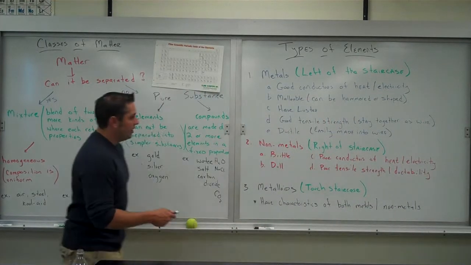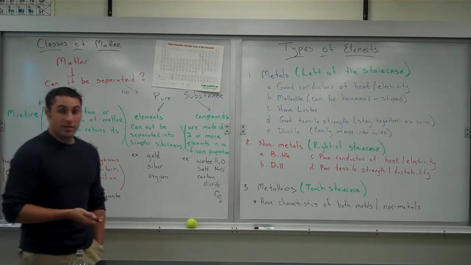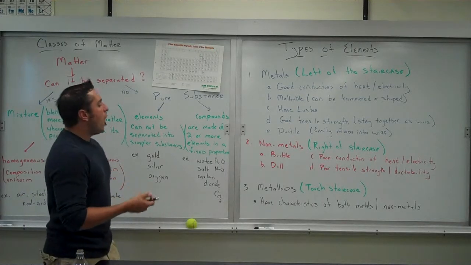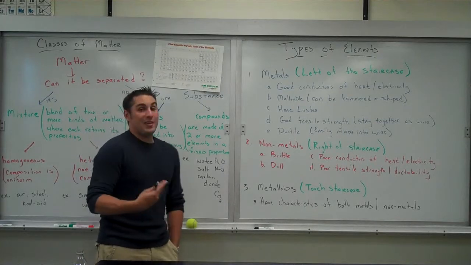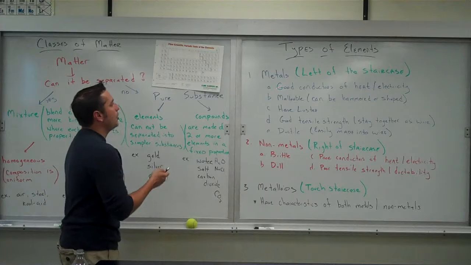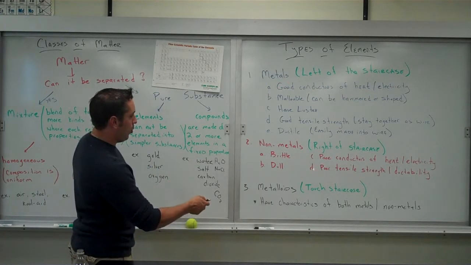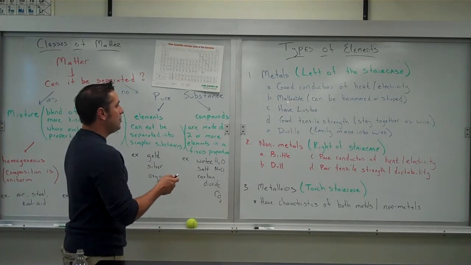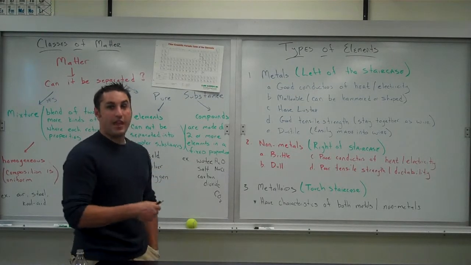Non-metals, on the other hand, are to the right of the staircase. So I look at things that are on the right side. Notice there are significantly fewer of those non-metals. As opposed to memorizing a list of things, I simply remember the exact opposite of what metals are. So if I remembered, oh, metals are good conductors of heat and electricity, non-metals are the opposite. It's a poor conductor of heat and electricity. Metals are malleable, non-metals are brittle. They break when we hit them with a hammer. We can't shape them.